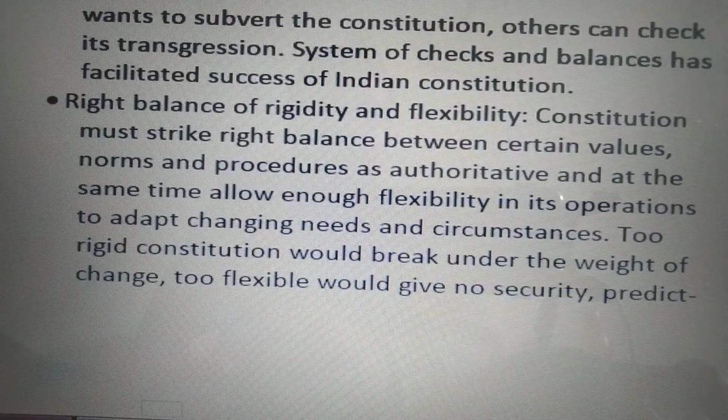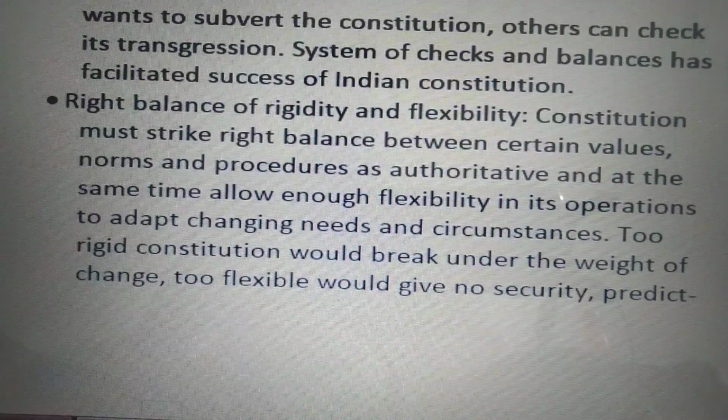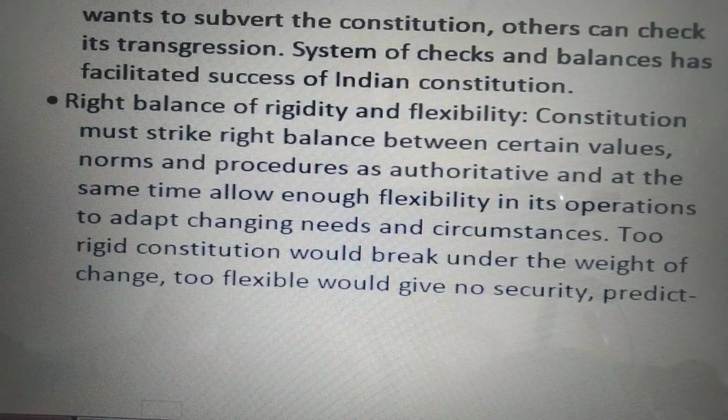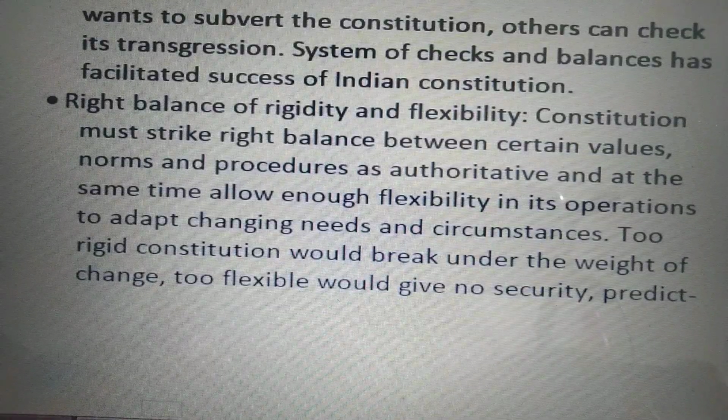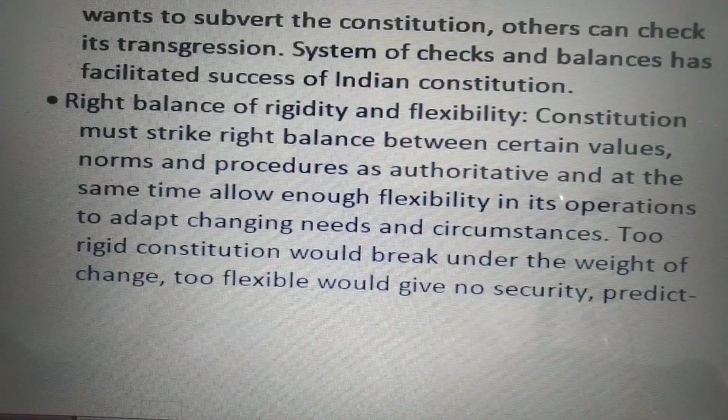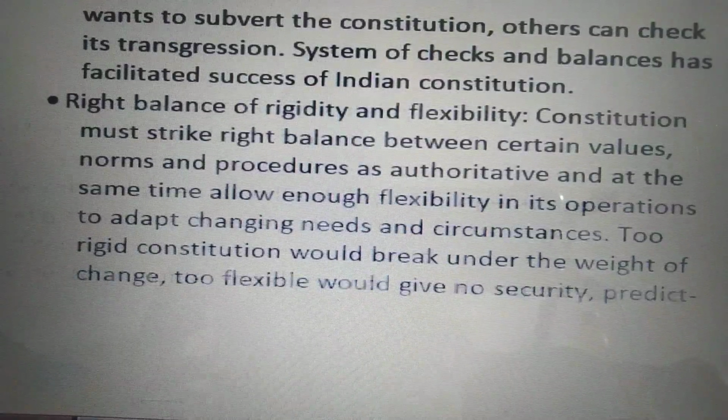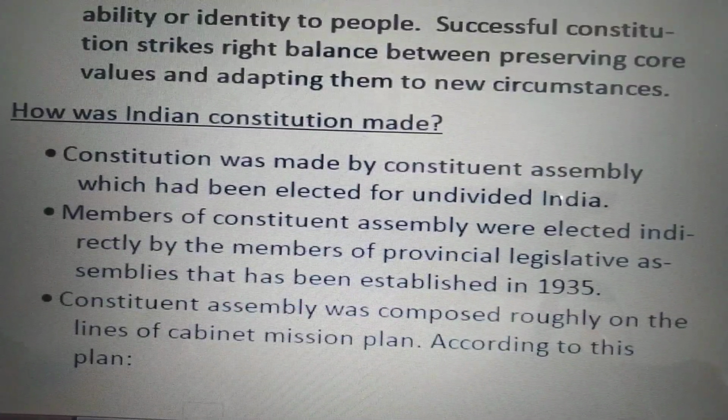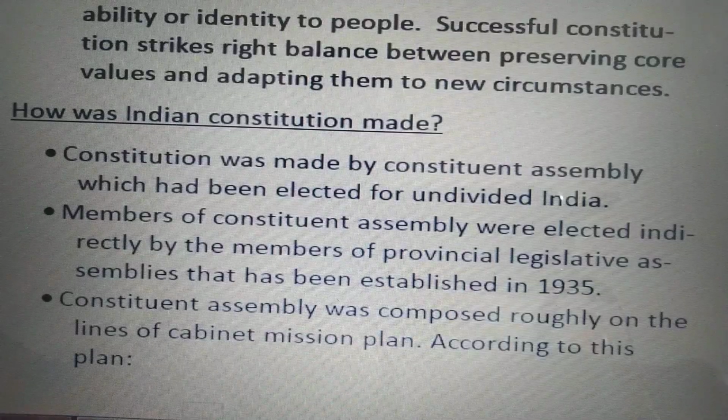The fourth factor mentioned in the NCERT is the right balance of rigidity and flexibility. If the Constitution is too rigid, it will break down under its own weight. And if it's too flexible, then it won't provide security, predictability, or identity to the people.